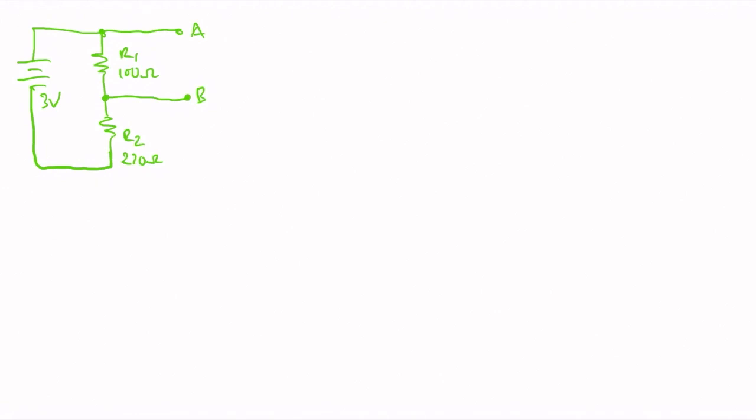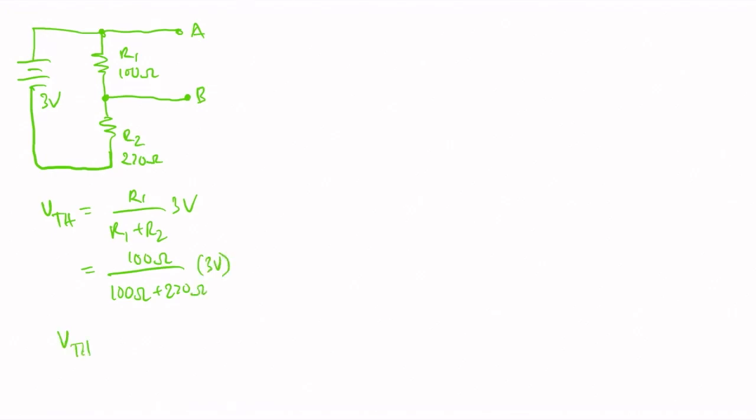So in this case, the Thevenin voltage is derived from the voltage divider across R1. So R1 over R1 plus R2 times 3 volts. So this is equal to R1, which is 100 ohms, over 100 ohms plus 270 ohms times 3 volts. So VTH is equal to 0.81 volts.